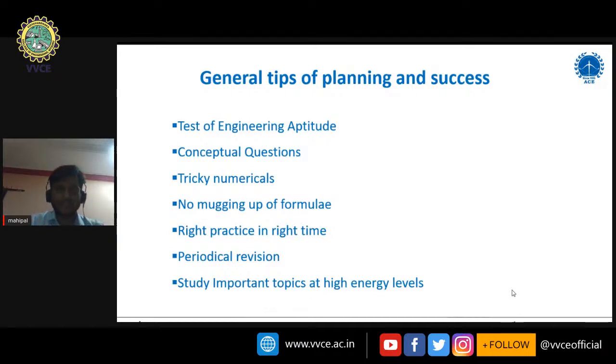Some of the important tips that you need to remember when you're going to write these examinations. Both examinations are going to test your aptitude. Conceptual questions are going to be there. Numericals can be tricky. Please do not mug up the formulas. Understand the reason. Understand the derivation part behind the formulas. Practice periodical revisioning. Study important topics when your energy levels are high.